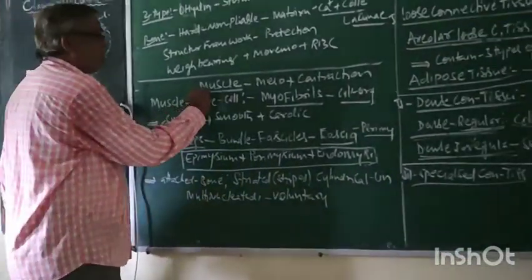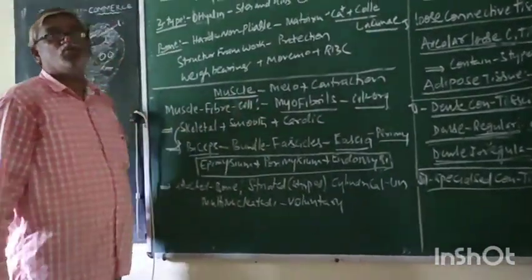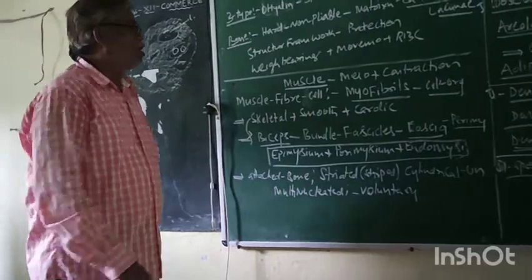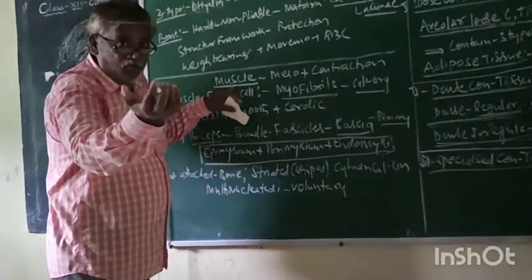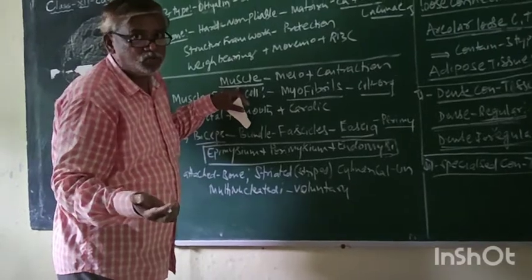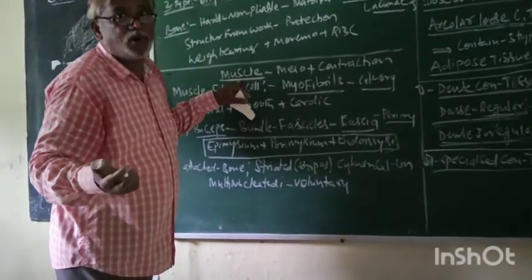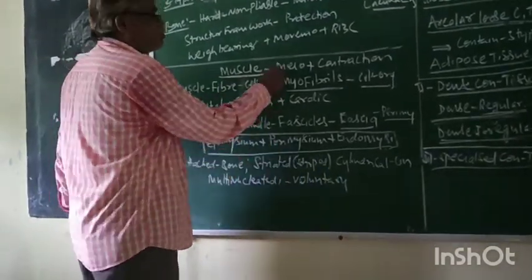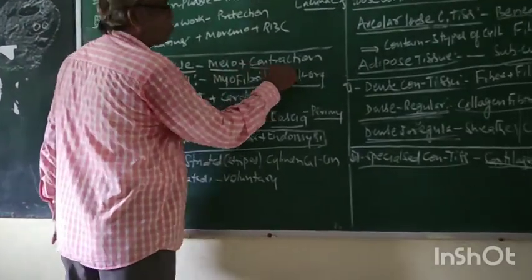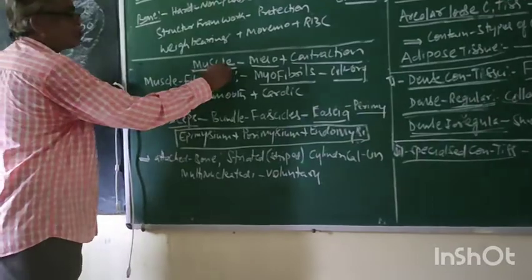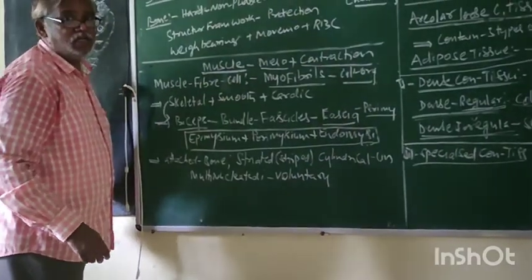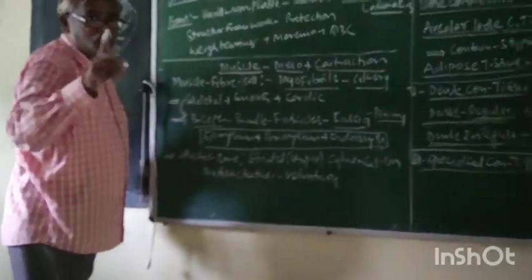The next one is muscle cell, muscle tissue, the muscle. What is the level of muscle? Tissue. That means a group of cells. It is a mesodermal organ. The main function is contraction. Once again, what is this muscle? The muscle is a tissue. Hence, it is made of cells.